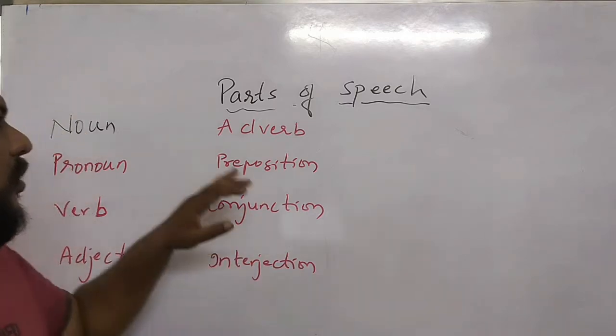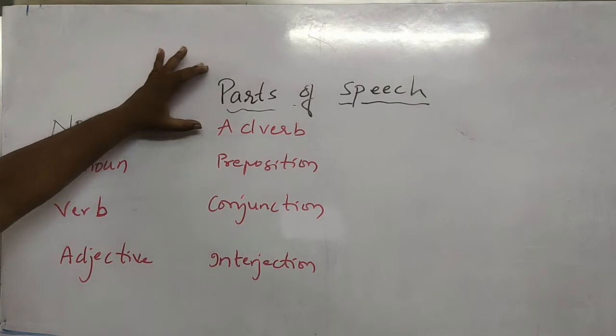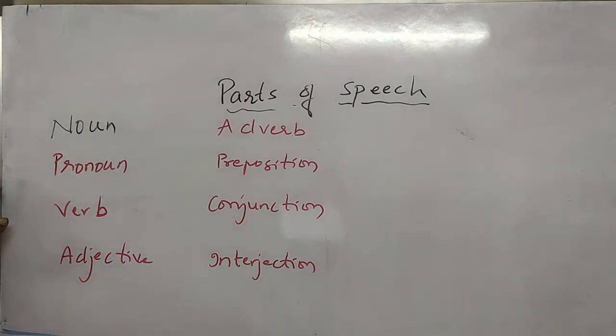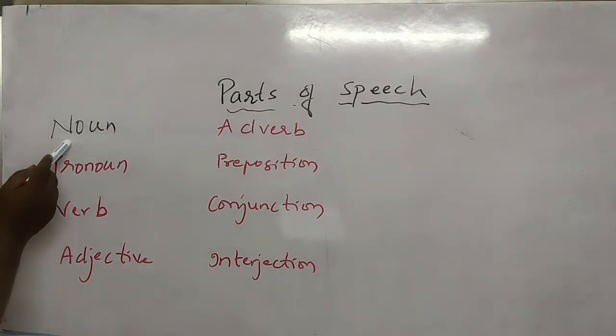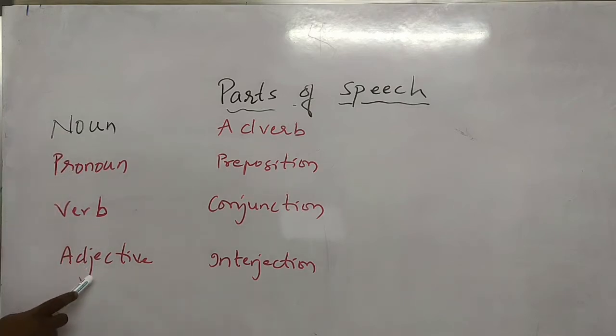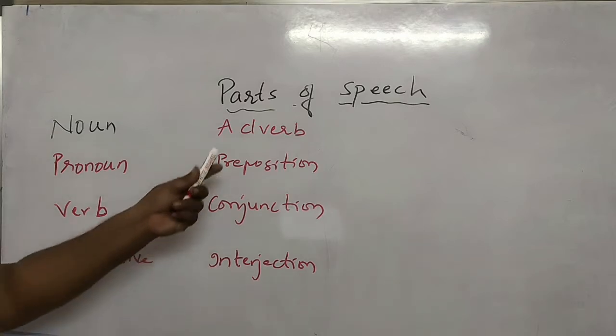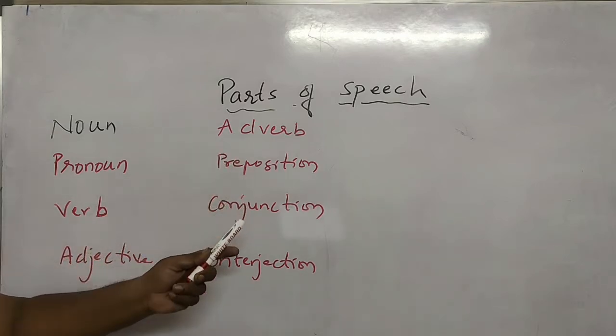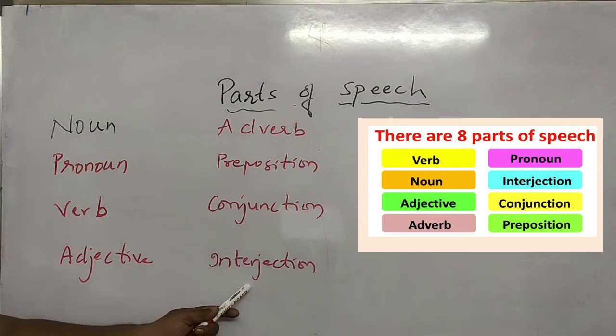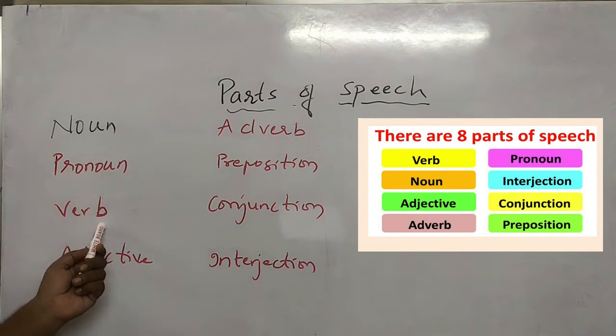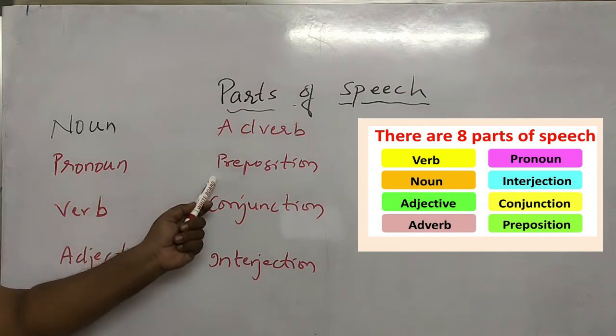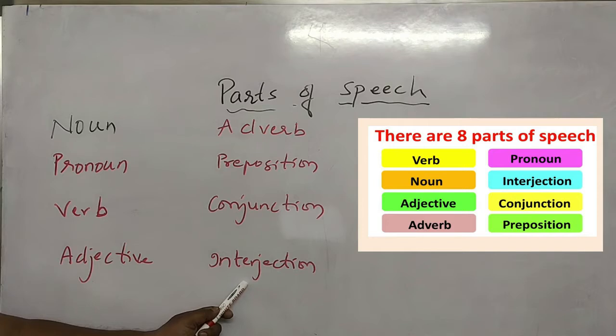Okay, so you know what parts of speech are. Now we'll discuss a few things about them. There are 8 parts of speech. First is noun, second is pronoun, third is verb, fourth is adjective, fifth is adverb, sixth is preposition, seventh is conjunction, and the last, the eighth, is interjection. Noun, pronoun, verb, adjective, adverb, preposition, conjunction, and interjection.